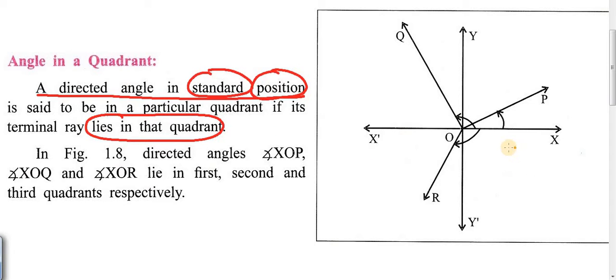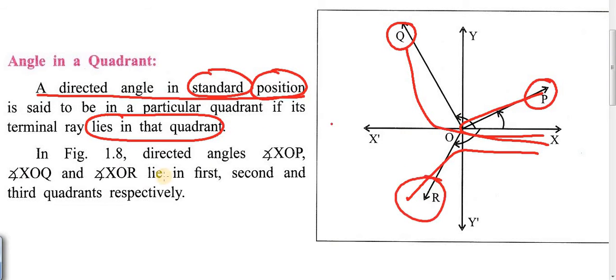Now have a look at this diagram. OX is the initial arm which lies along the positive direction of the x-axis. So naturally all the angles are in standard position. Now consider XOP. For angle XOP, the terminal arm OP lies in the first quadrant. So XOP is an angle in the first quadrant. Similarly XOQ is an angle in the second quadrant and XOR is an angle in the third quadrant.